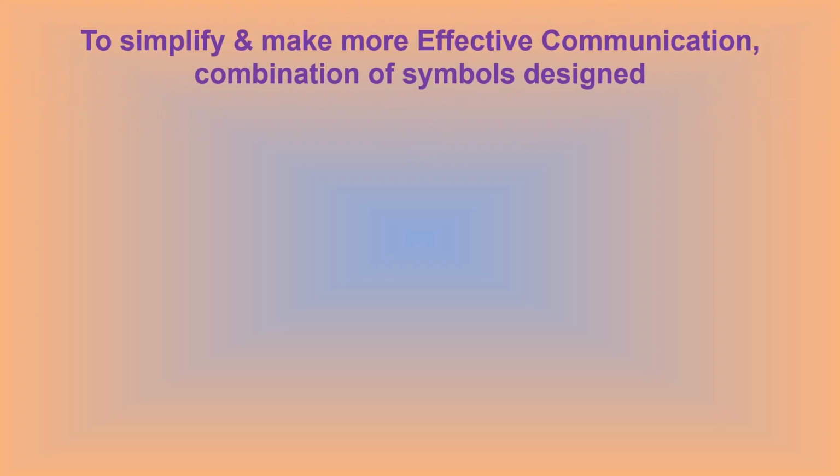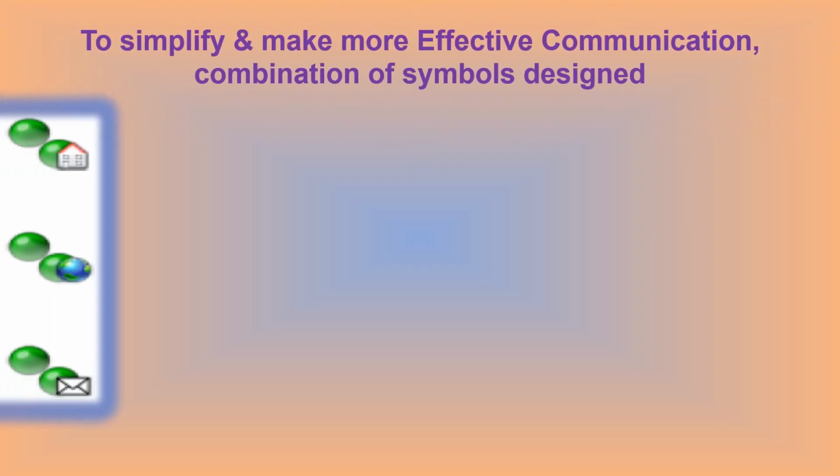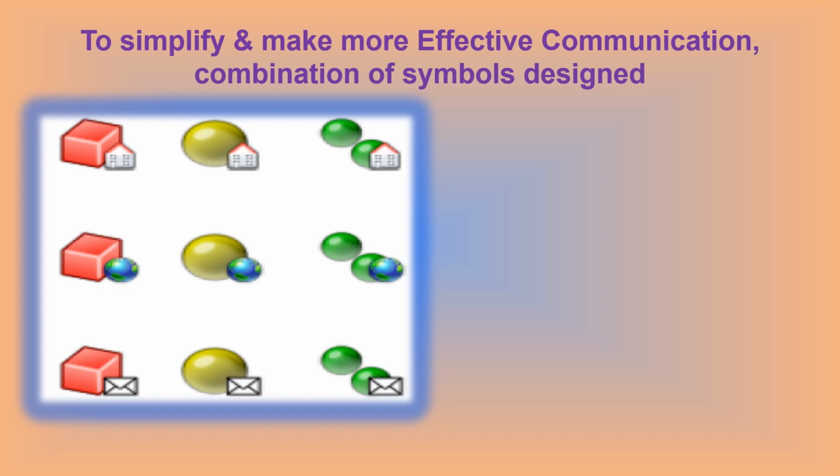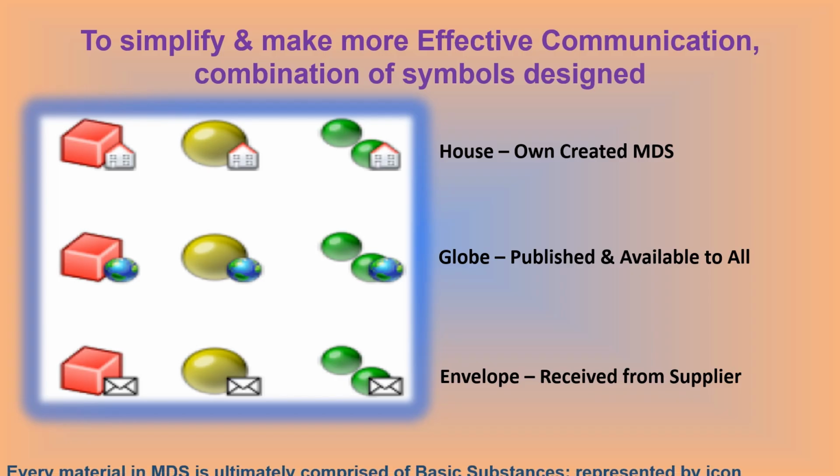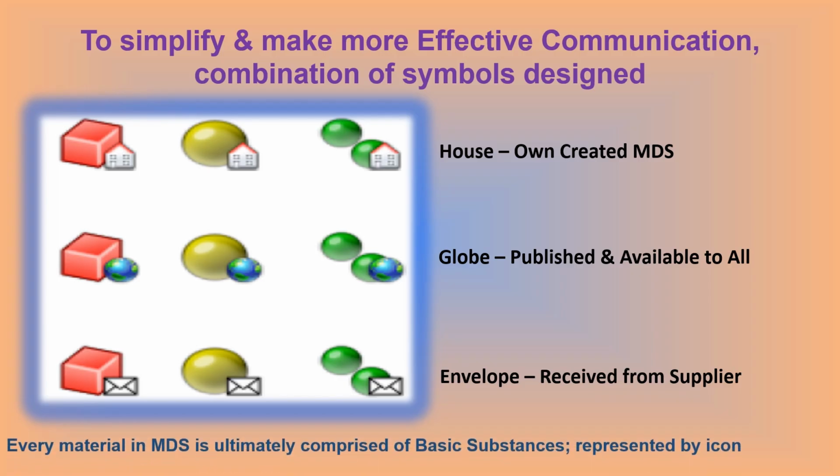For further simplification and more effective communication, combinations of symbols are designed. In combination, a house symbol is used to communicate a company or self-created material data sheet. A globe symbol is used to represent a material data sheet which is published on the IMDS platform and available to all. An envelope symbol is used to indicate a material data sheet received from the suppliers. Every material in a material data sheet is ultimately comprised of basic substances represented by the icon as shown on the screen.